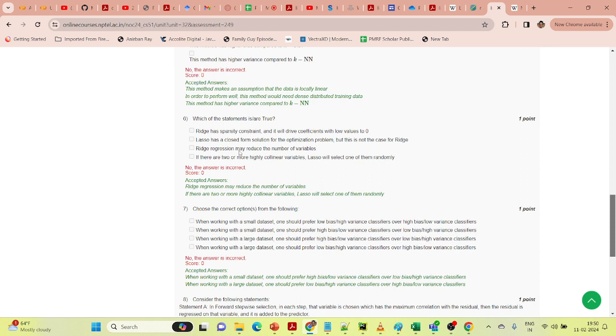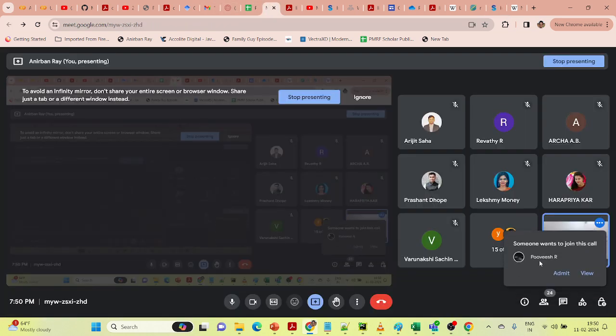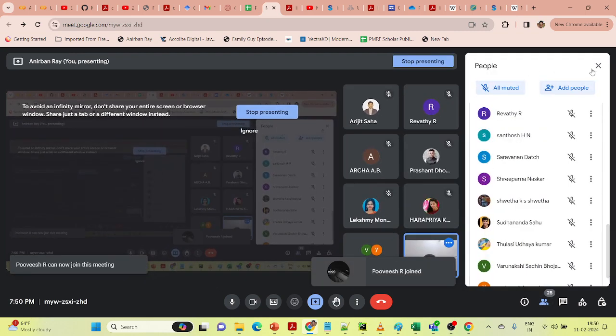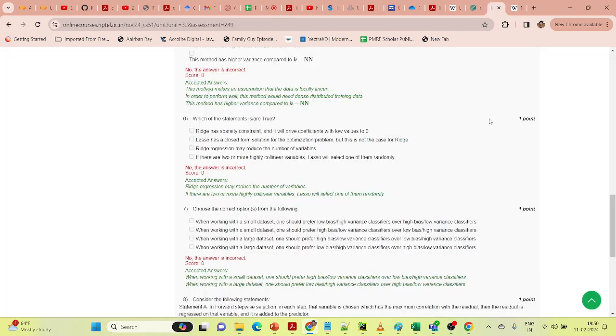Okay, if there are two or more highly collinear variables, lasso will select one of them randomly. I don't know about this actually, honestly. Highly collinear variables, one of them randomly. I'm not sure about the last part actually. We will clarify in the next class. Okay.